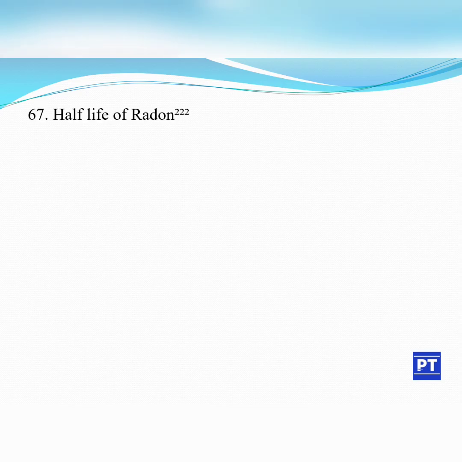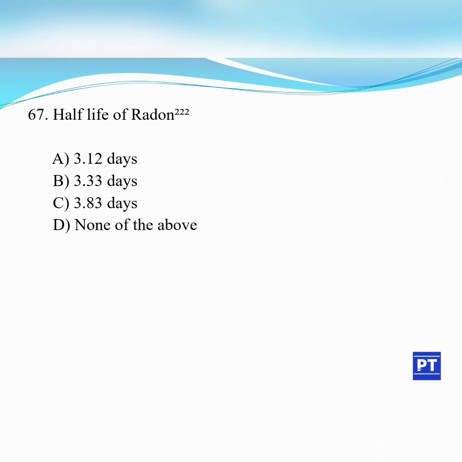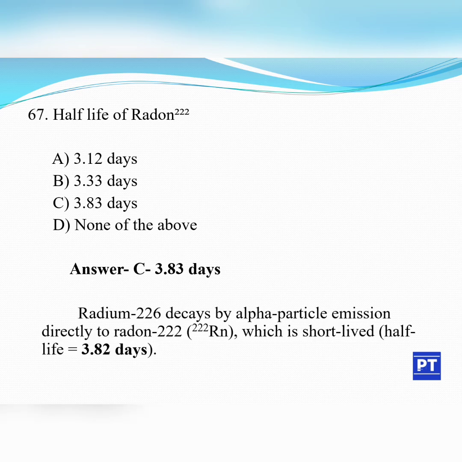Question number 67. Half-life of radon. Option A 3.12 days. Option B 3.33 days. Option C 3.83 days. And option D none of the above. The answer is option C 3.83 days. Radium-226 decays by alpha particle emission directly to radon, which is short-lived, having a half-life of 3.82 days.